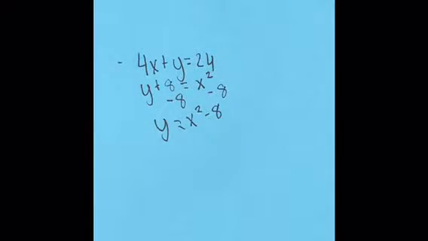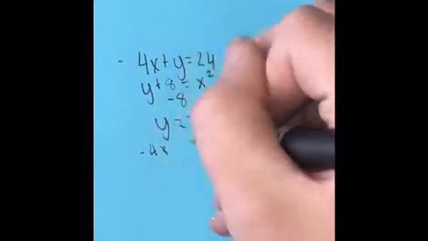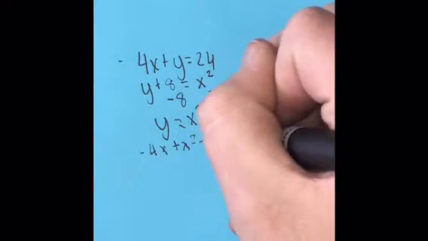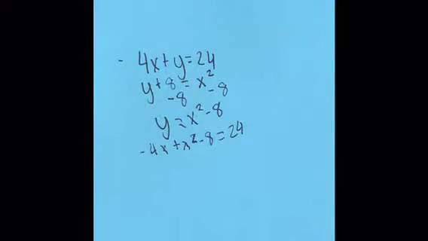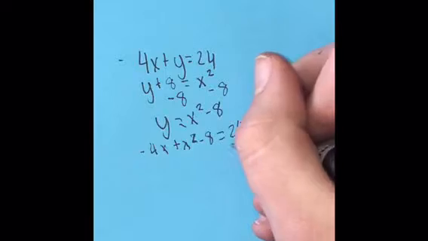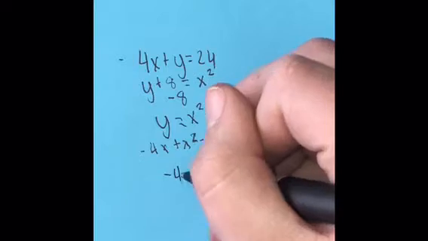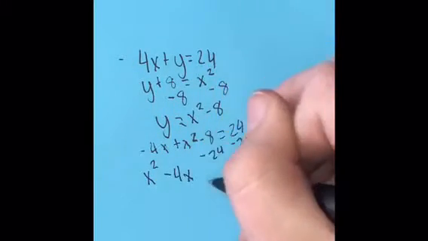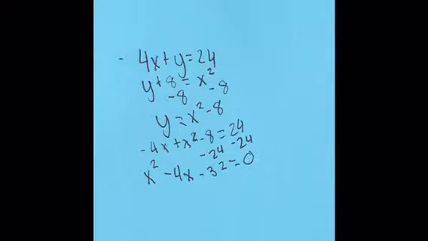I now have an isolated variable, which means I can use substitution to plug it back into the first part of the system. So you have negative 4x plus x squared minus 8 is equal to 24. My next step is going to be to push all of the terms onto one side. So I'm going to subtract 24 from both sides, leaving us with x squared minus 4x minus 32 is equal to 0. You want to make sure that your terms are in decreasing order of power. Not only is it mathematically correct, but it'll help you out in the long run.